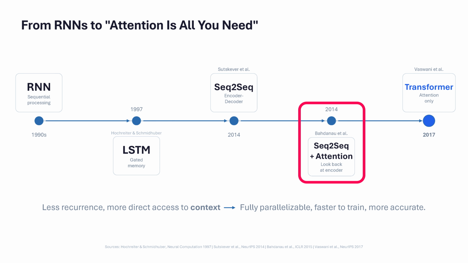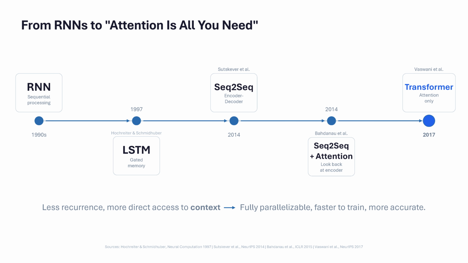In the same year, Bahdanau came up with a fix. Instead of forcing the decoder to work from just one summary vector, we could let it look back at every position in the encoder and decide what's relevant at each step. That look back and choosing what matters was attention, but it was still running on top of slow sequential RNNs.